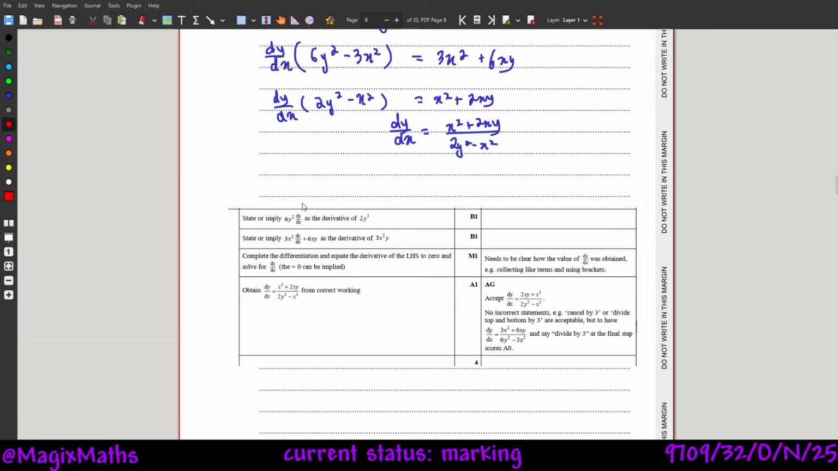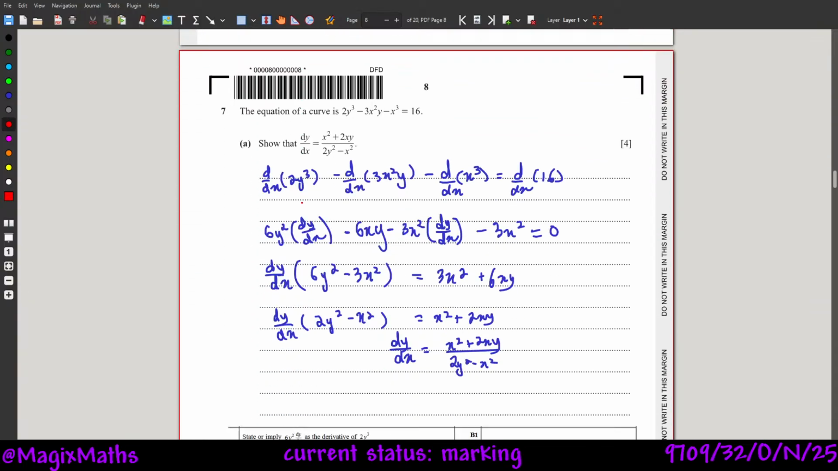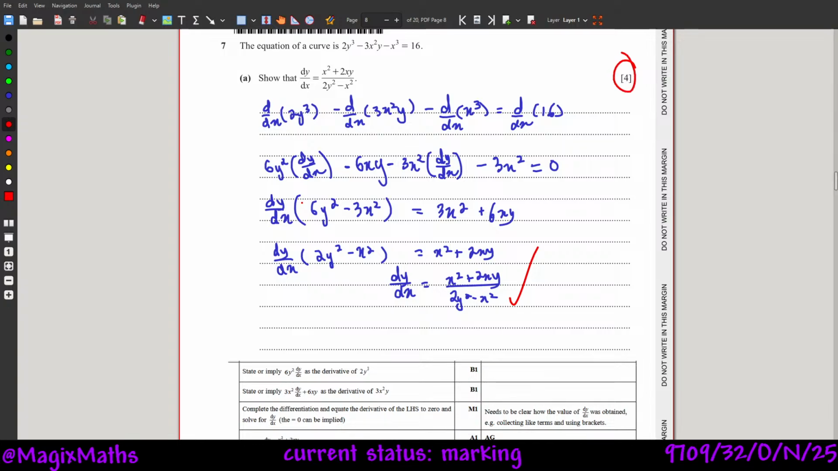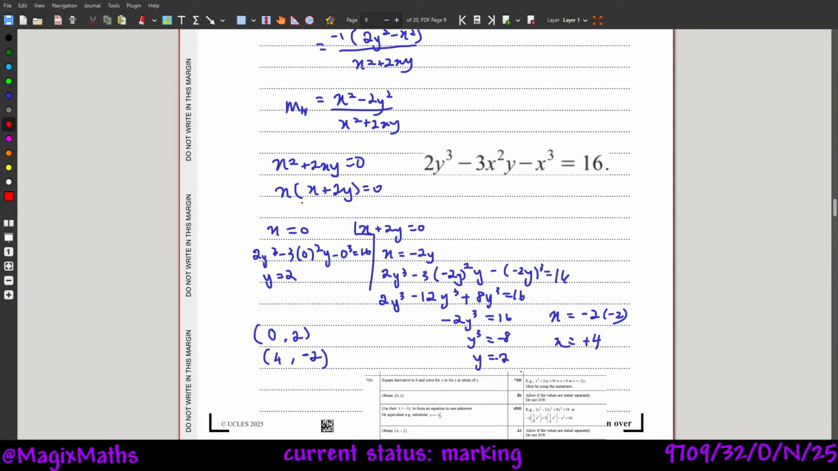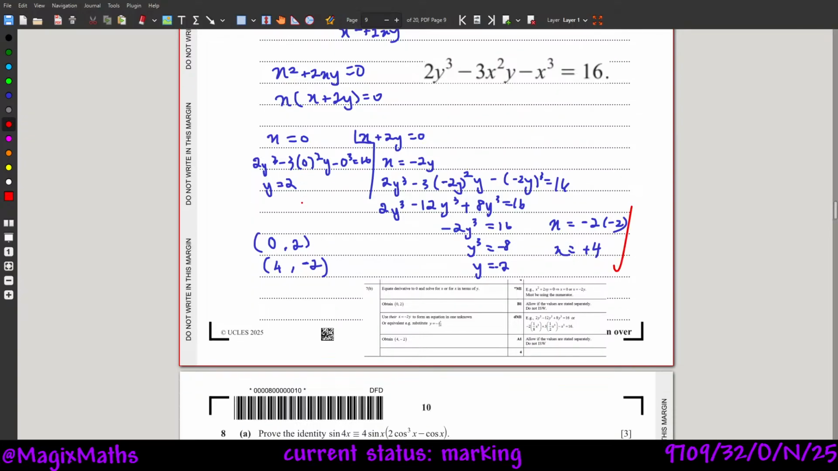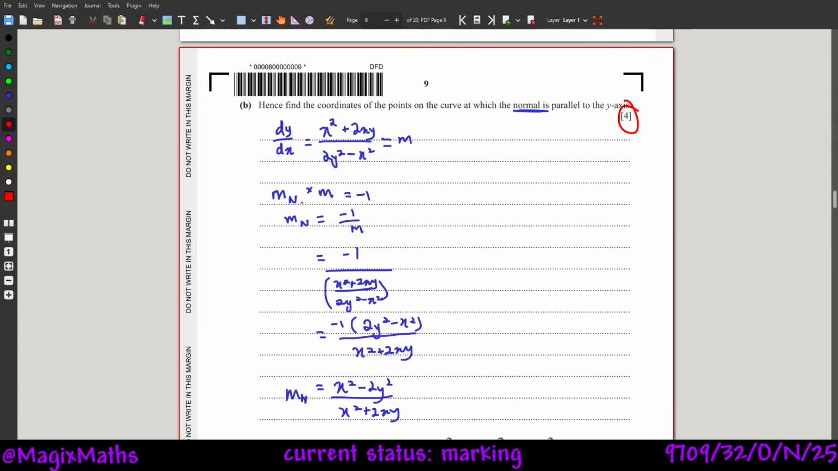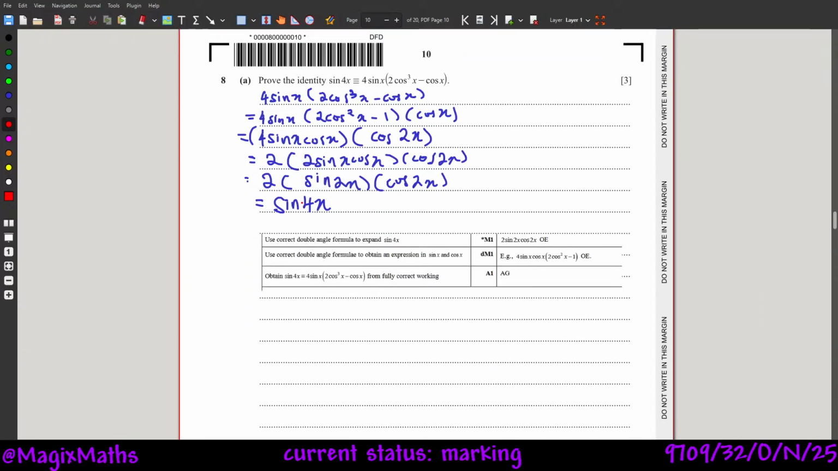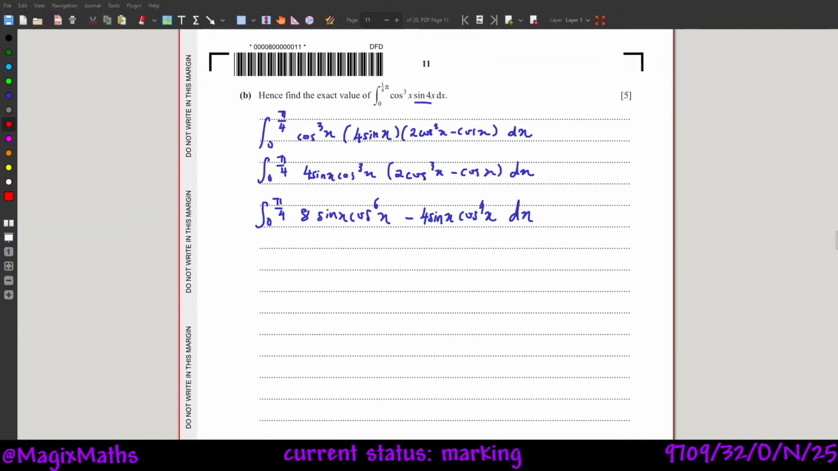We got this one correct. So we got this one correct. Correct. And then this one we got correct. Then for this one we got that one correct. And for this one we got it correct. Oh, so let's go to question 8.